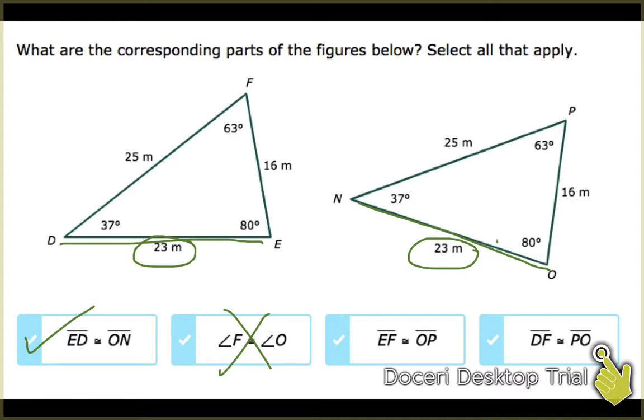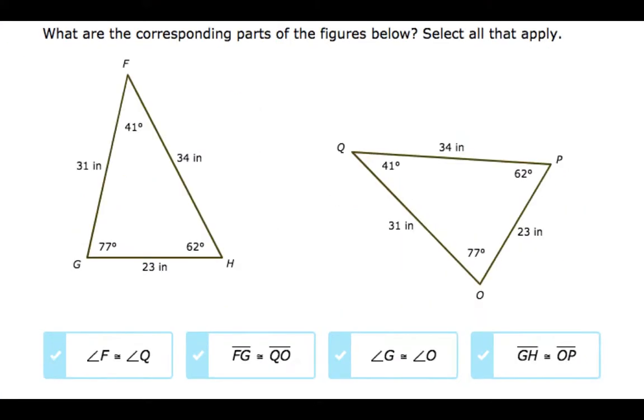Okay, is line EF similar or congruent to OP? They're both equal to 16, so yes. And then finally, DF, is that one congruent to PO? Well, no, because I already said that PO is congruent to EF. All right, try this one on your own.